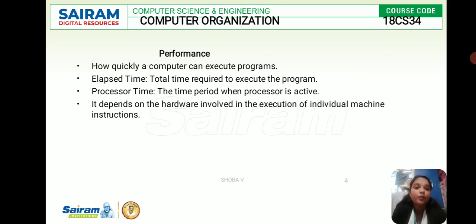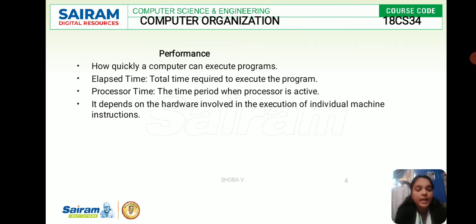Now we will see performance, which is nothing but how quickly a computer can execute programs. The most important measure of the performance of a computer is how quickly it can execute programs, and the speed with which a computer executes a program is affected by the design of its hardware. For best performance, it is necessary to design the compilers, the machine instruction set and the hardware in a coordinated way. So we have elapsed time and processor time.